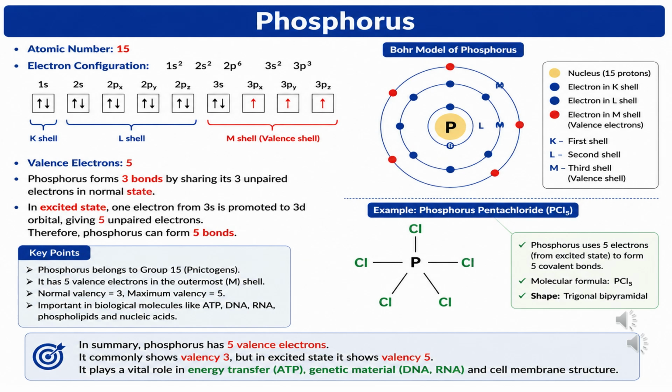It also contributes to the formation of bones and teeth as calcium phosphate, and plays an important role in enzyme regulation, cell signaling, and acid-base balance. In summary, phosphorus has 5 valence electrons, commonly forms 3 bonds, but can form 5 bonds in its excited state. Its crucial role in energy transfer, genetic material, cell membranes, and skeletal structure makes phosphorus indispensable for life and normal cellular metabolism.